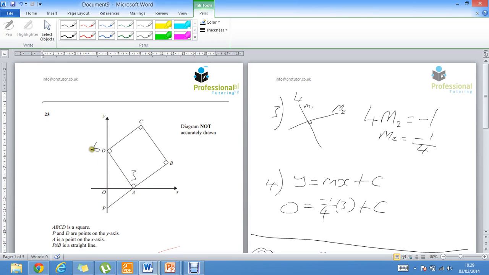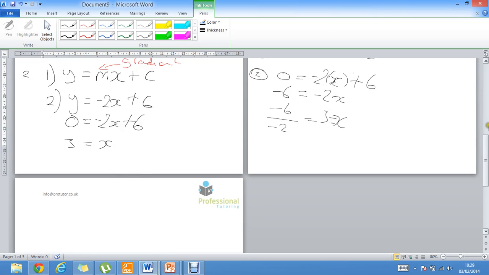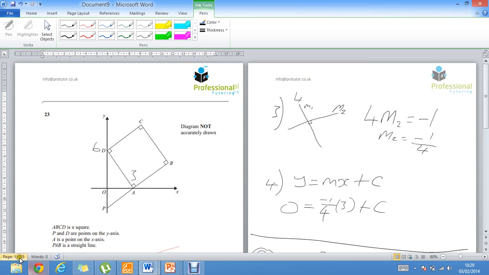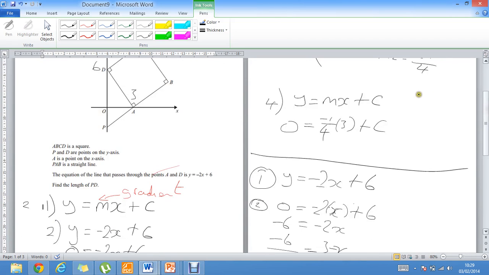Okay, so A is 3, now my length here is 6. Now I have to work out my gradient. Remember, they're giving the information that PAB is a straight line. Therefore, the equation y equals mx plus c applies to this line here. So we have the gradient of its perpendicular line, which is here. Remember, it's forming 90 degrees. So the gradient of that line is minus 2.